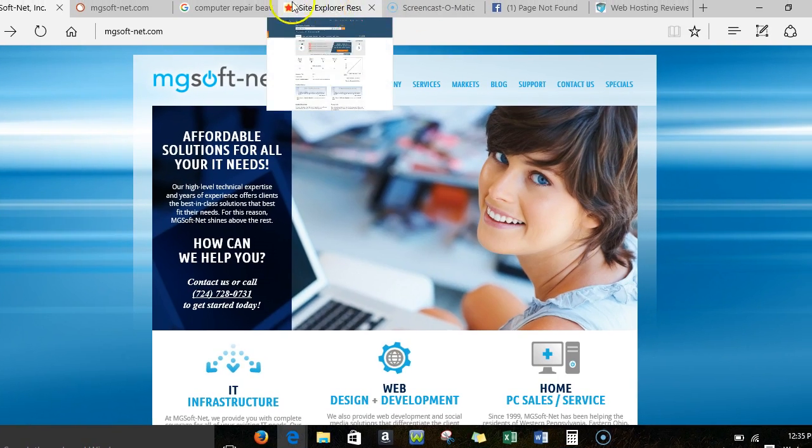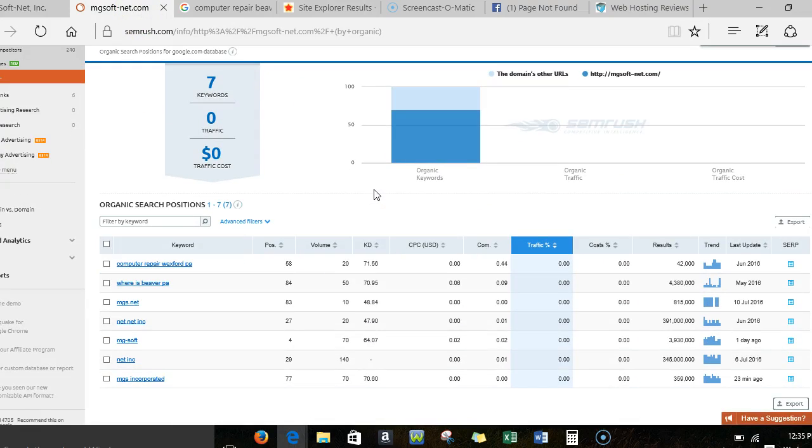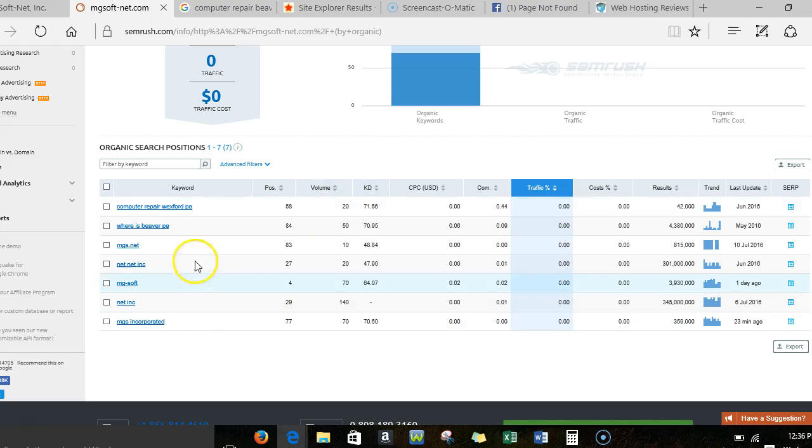And the first place I'm going to take you is SEMrush, which shows me everything about what your site is actually ranking for. You guys are losing out on a lot of organic traffic. As a matter of fact, you're showing up for Computer Repair Wexford, PA, but you're in the 58th position. And to be honest with you, there's only a small volume of people looking for that anyway. What I would suggest is you start thinking about putting in some pages that have to do with computer repair and stuff like that.